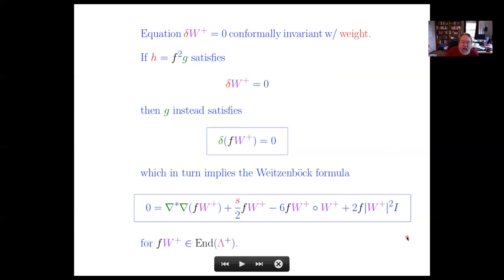All right, so here f W plus is being thought of as an endomorphism of lambda plus. And so when I say compose W plus with W plus, I mean as an endomorphism of lambda plus. Here, the identity is the identity thought of as an endomorphism of lambda plus.